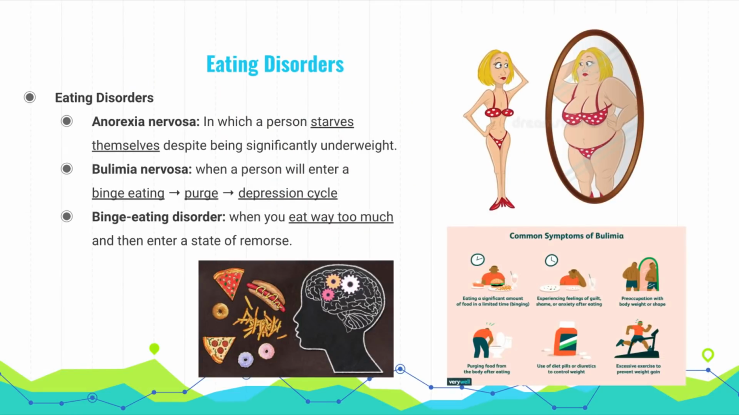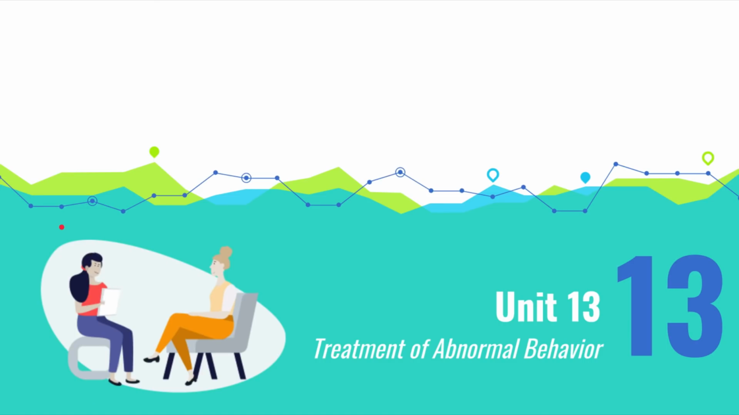And finally, we have eating disorders, which are three. We start with anorexia nervosa, in which a person starves themselves despite being significantly underweight. Bulimia is when a person will enter a binge eating, then purge, where you puke up the food that you just ate, and then depression cycle. And then we have binge eating disorder, which is where you eat way too much and then enter a state of remorse. So you can kind of see this as a spectrum, eating almost nothing to eating way too much. Take it away, Will.